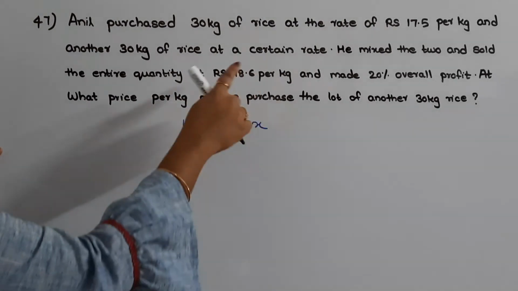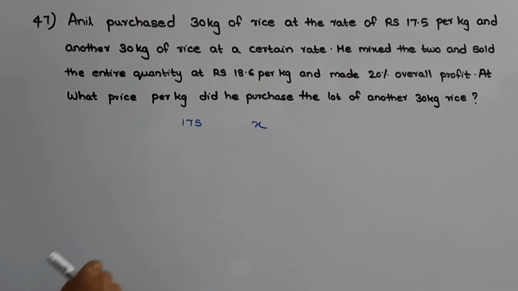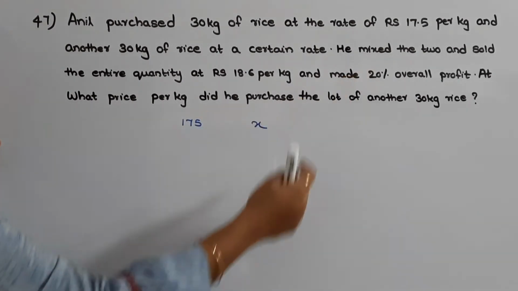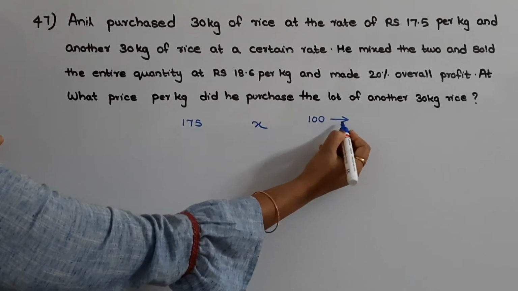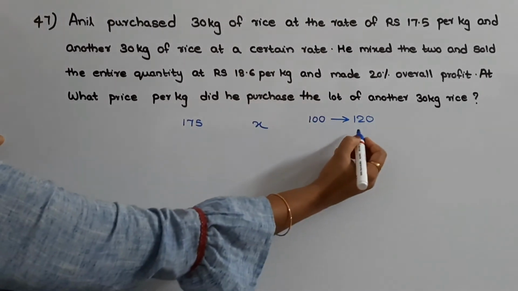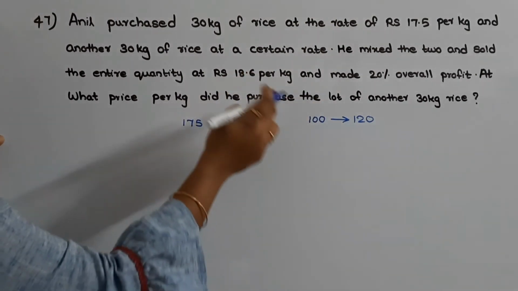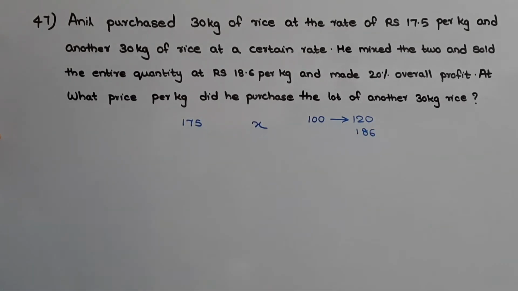given in the question, but the selling price of the mixture and the profit percentage is given. Okay, so the profit percentage is 20, which means if cost price is 100, selling price will be equal to 100 plus 20, that is 120. But the selling price is given as 18.6. Okay, so here also let us avoid the decimal point. So let us write it as 186.